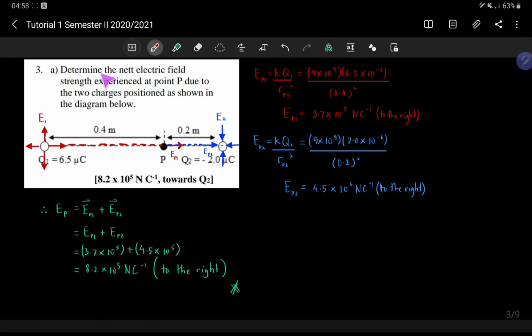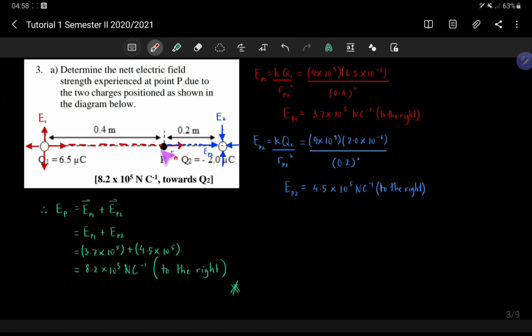3A. Determine the net electric field strength experienced at point P due to the two charges positioned as shown in the diagram below. What do we have? Two different charges, Q1 and Q2, and a point given, which is point P. Remember, point P is just a position, there is no particle there. The particles involved are just Q1 and Q2 only.